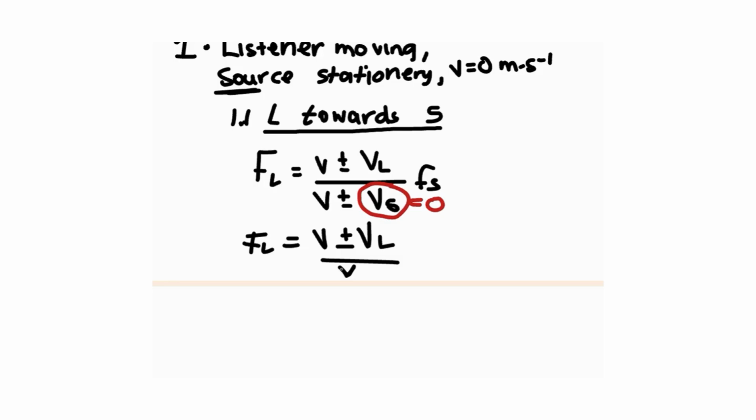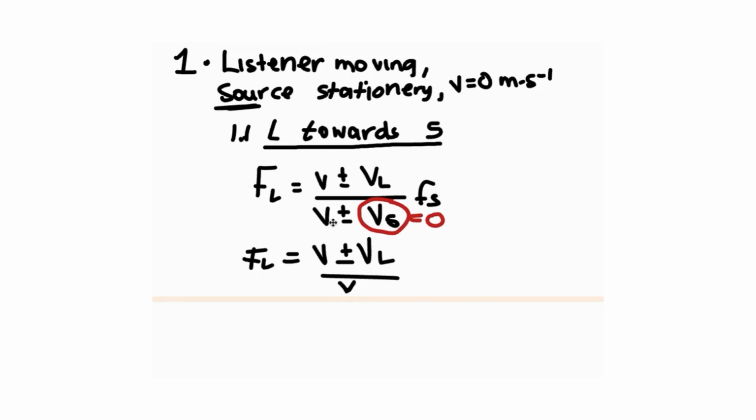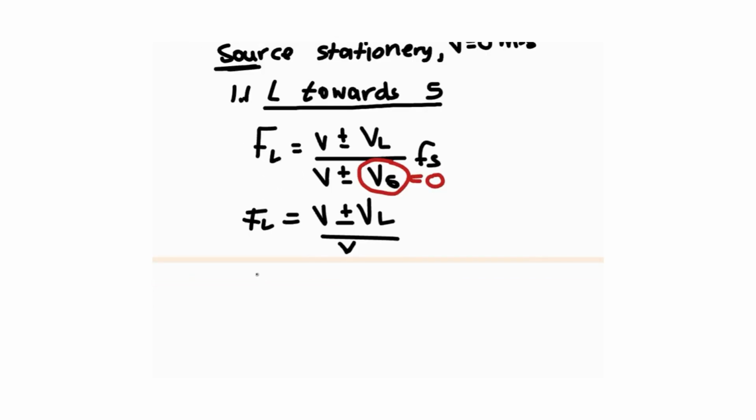And now let us look at the listener moving towards the source. If the listener is moving towards the source, what can I use as the source? Let us say still the bazooka speaker. I love bazooka speakers. Yeah, it's playing some music. The listener is moving towards the source.